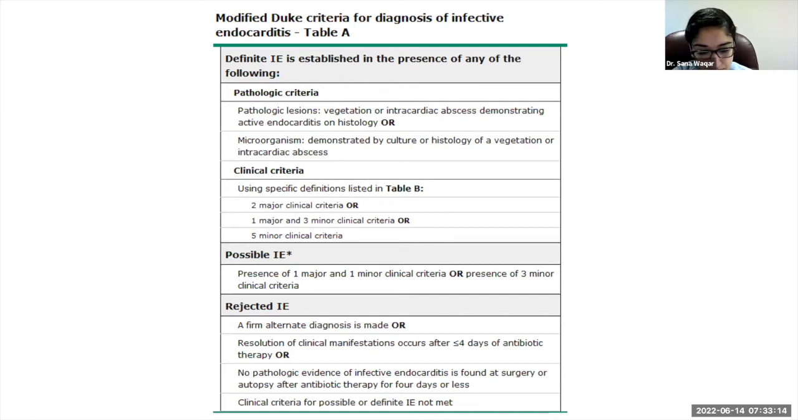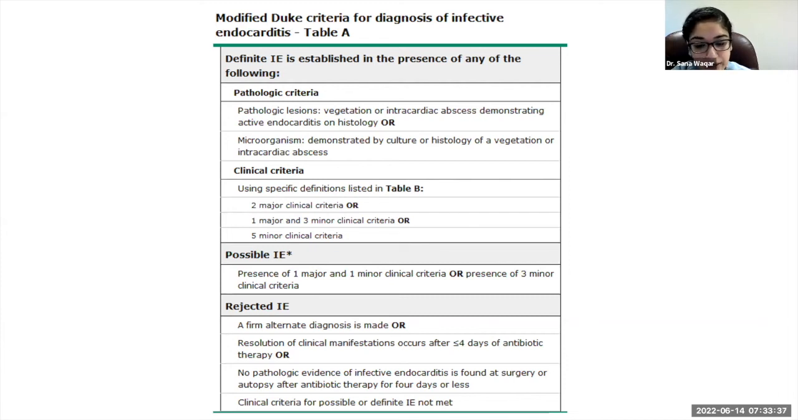The challenge comes in patients who come in for something else. They get an echocardiogram and they have a valvular vegetation, and may or may not have some soft risk factors. And then the question becomes, is this infective endocarditis or is this a non-infective vegetation? And that's where these criteria help us.